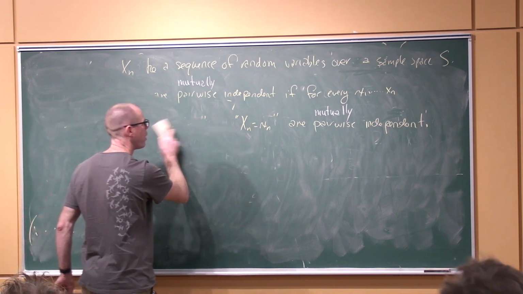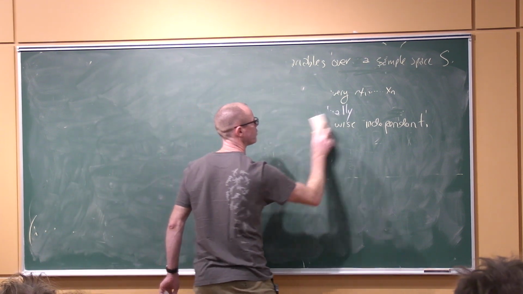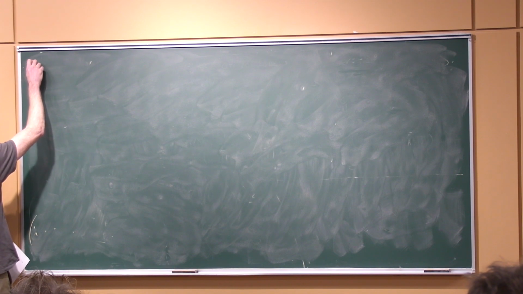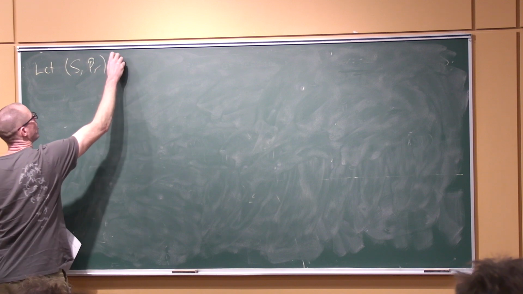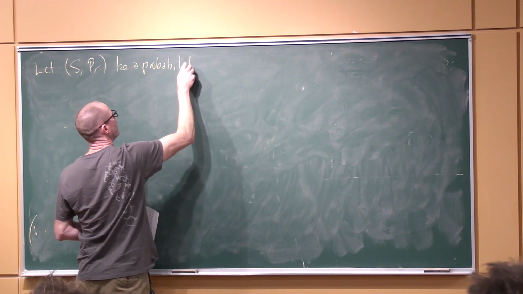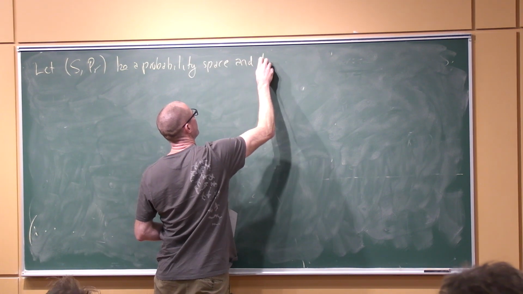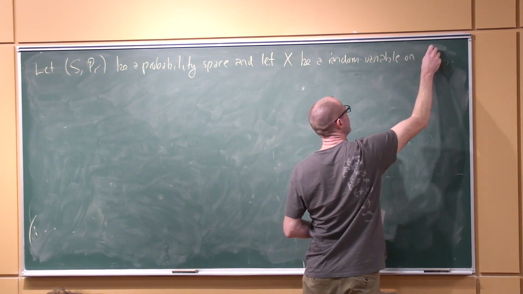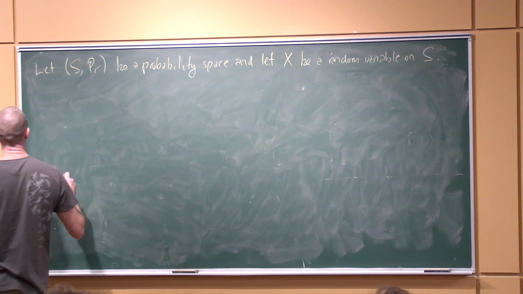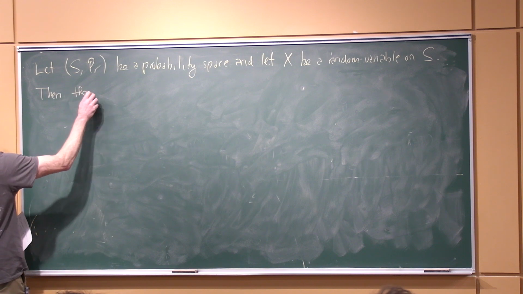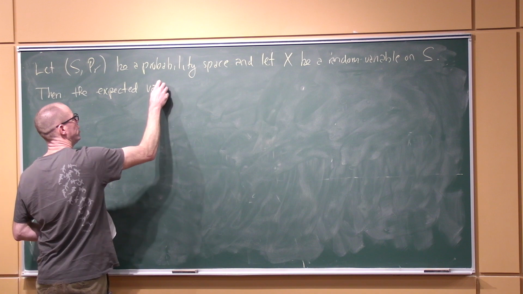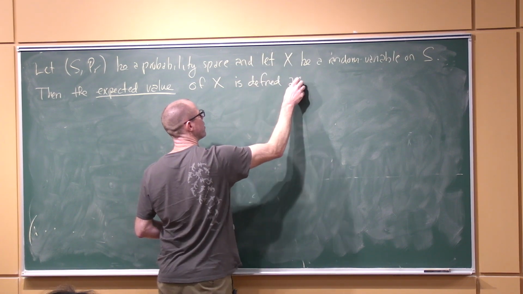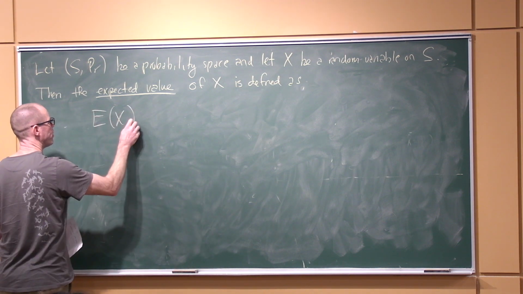It's a really simple one compared to what we just did. So to set everything up, let (S, P) be a probability space, and let X be a random variable on S. Then the expected value of X is defined as, we use this notation, E[X].